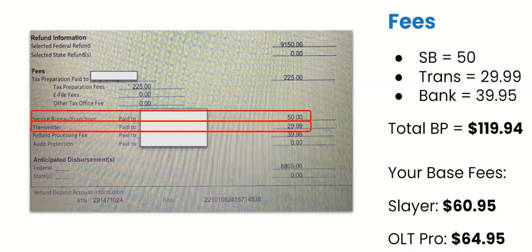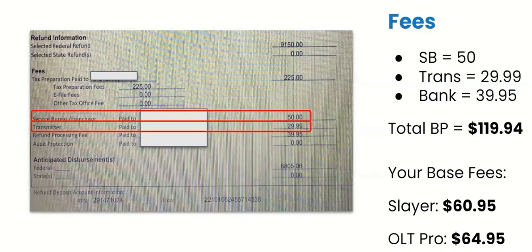So on that example alone, I'm going to pull up my calculator here, $119.94. If you were to subtract your base fee, let's say you're on Slayer at $60.95, there's $58.99 of wiggle room. So again, you can say, hey, my software is the exact same fees. Nothing's going to change on your end, but I'm also going to give you X, Y, and Z, all these trainings. Or they're like, all right, cool, I'm in, right?